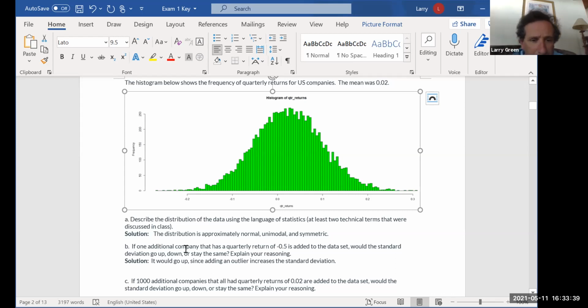Okay. Part B: if we have an additional company that has a quarterly return of negative 0.5, which is down over here, what will happen to the standard deviation? What happens to the standard deviation when you put in an outlier? Always. If you add an outlier, what always happens to the standard deviation?